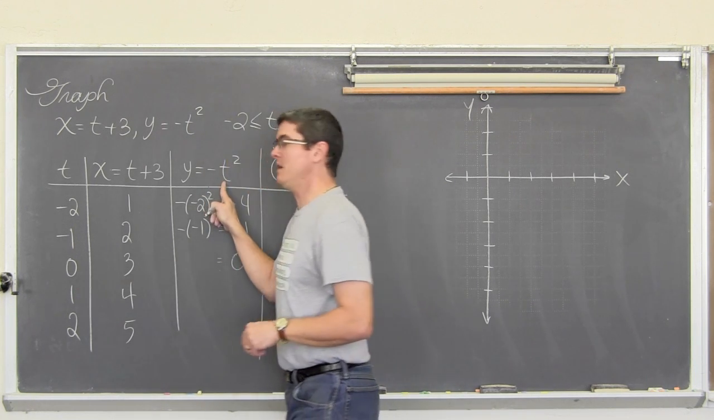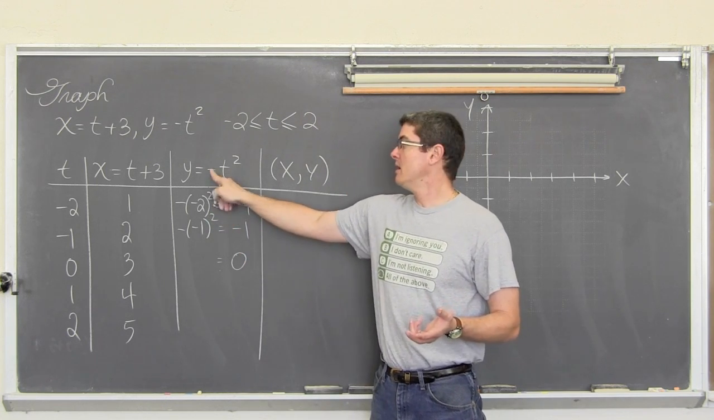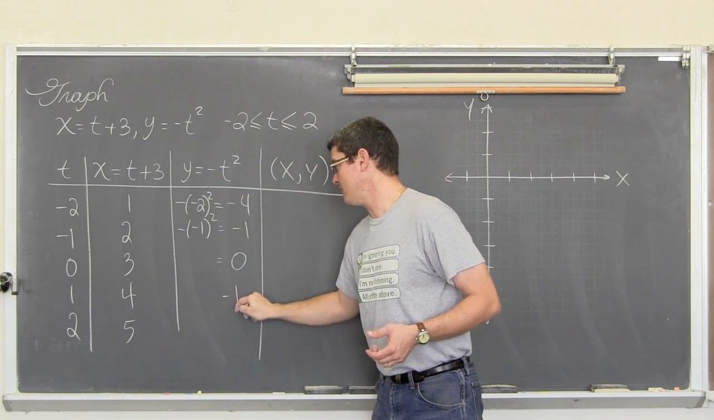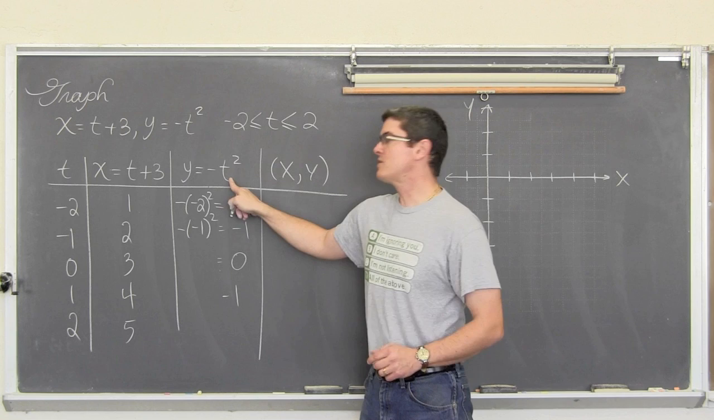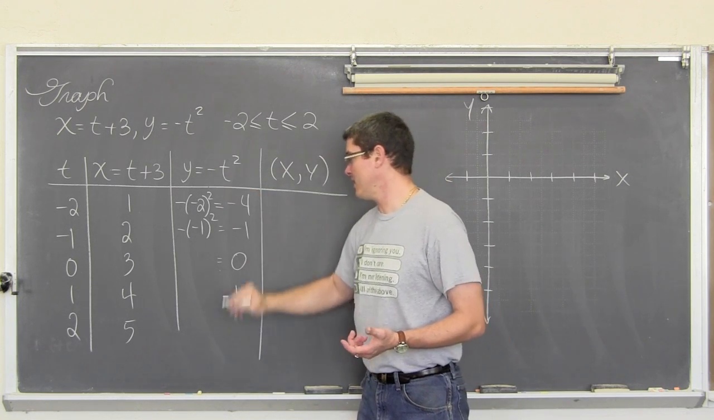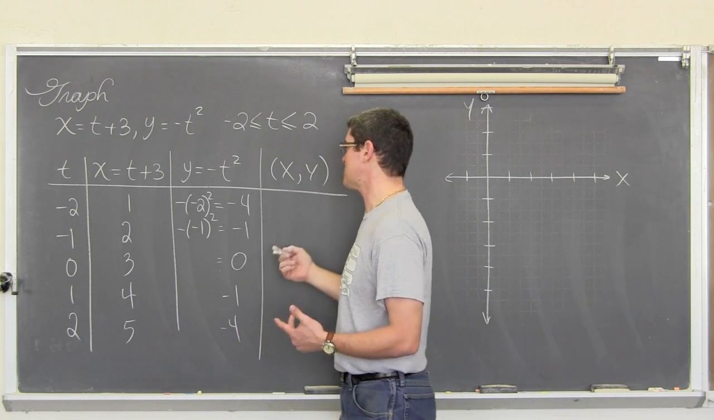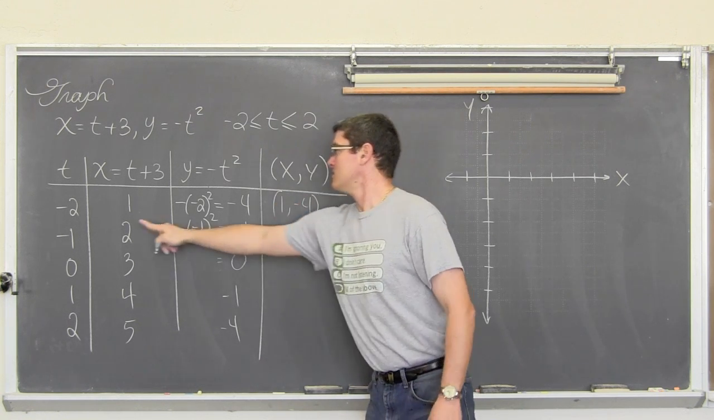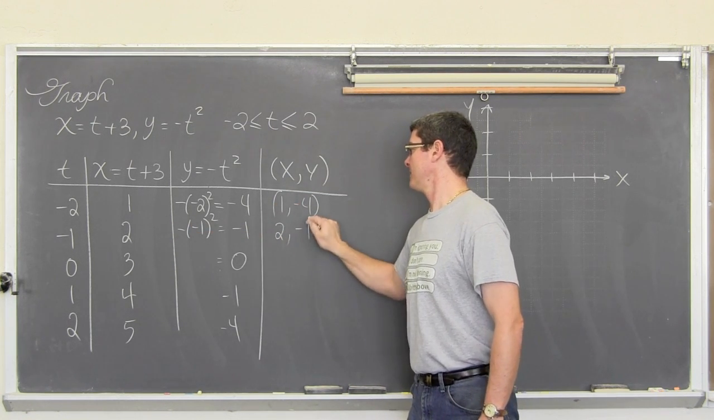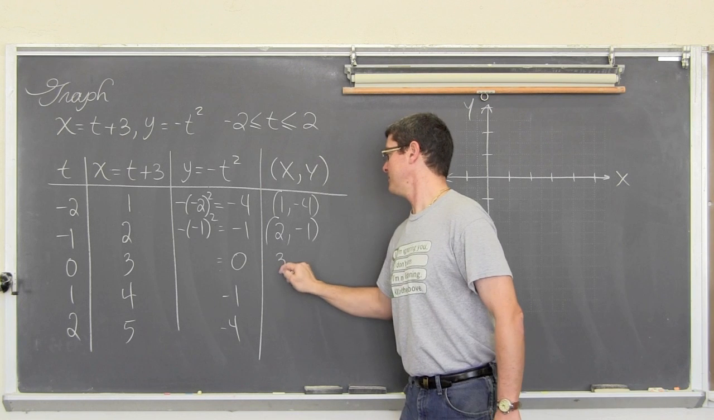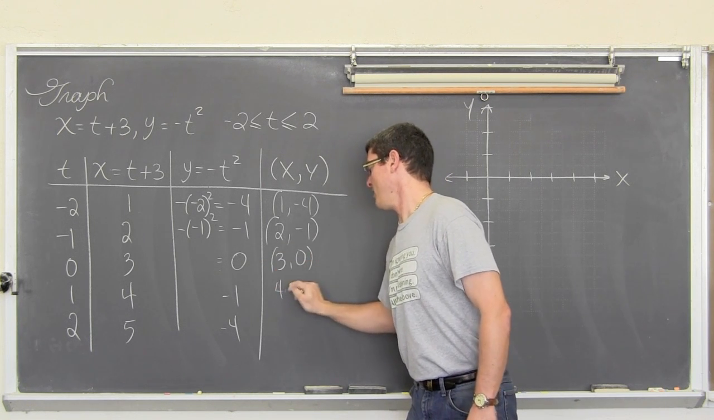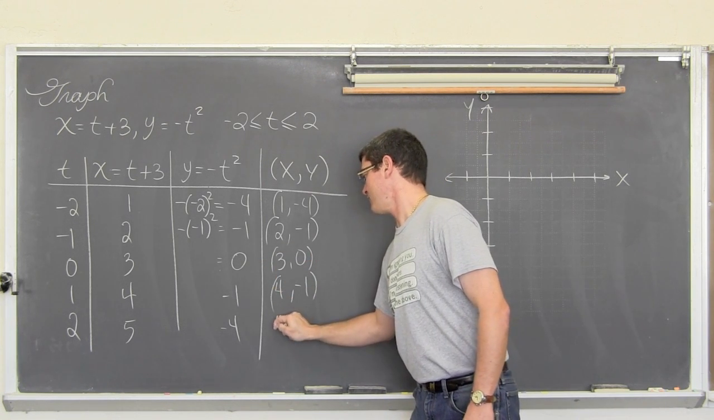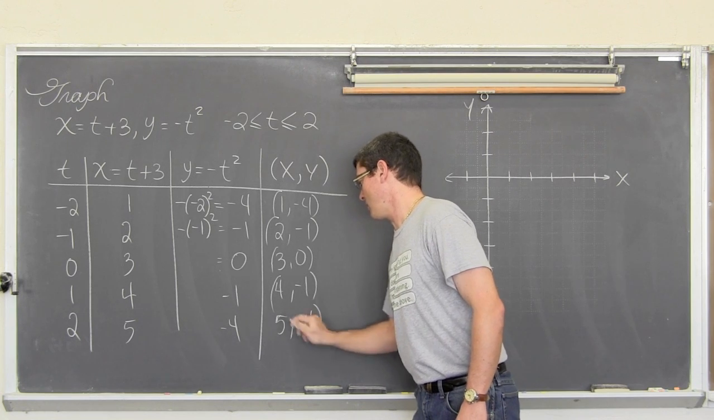Plug in the value of 1. 1 squared is 1. Now with the negative outside, it's again negative 1. 2. 2 squared is 4. Negative, so now it's negative 4. So our points are 1, negative 4. 2, negative 1. 3, 0. 4, negative 1. And 5, negative 4.